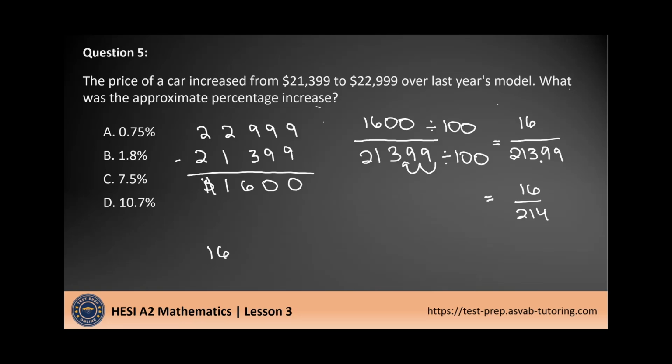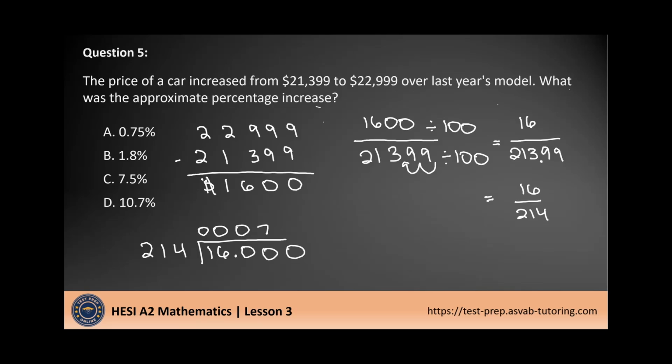16 is being divided. It's going inside of our box. 214 is doing the dividing. It's going to go outside. 214 does not go into 1 or 16. Decimal, add some zeros. 214 does not go into 160, so we'll need another 0. I know 214 times 8 would be more than 1600 because 200 times 8 would be 1600. So this number here is going to be 7.